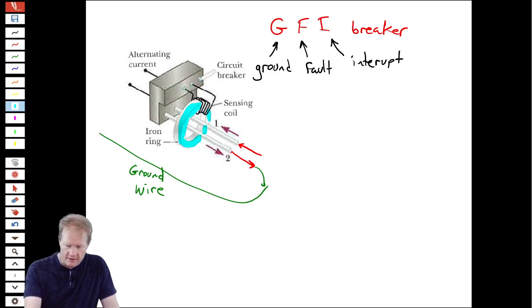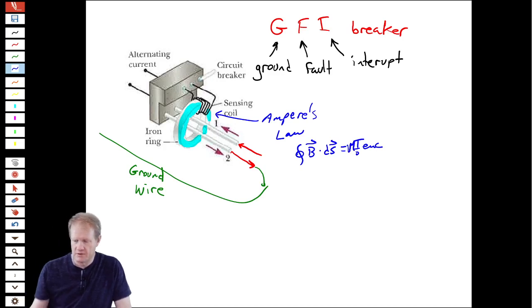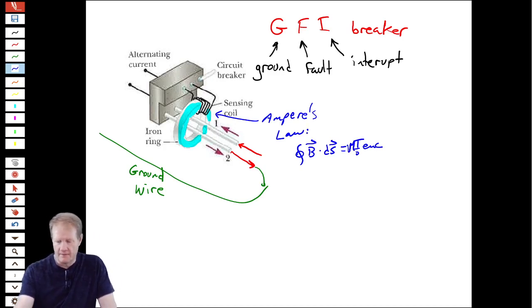And so that's Ampere's law in action right here. Ampere's law. That is, we'll do that integral around the circumference. So in that little iron donut, we go around that, and that's supposed to match the current enclosed, times mu naught. There we go. So that's Ampere's law. Now, there's a secondary coil.